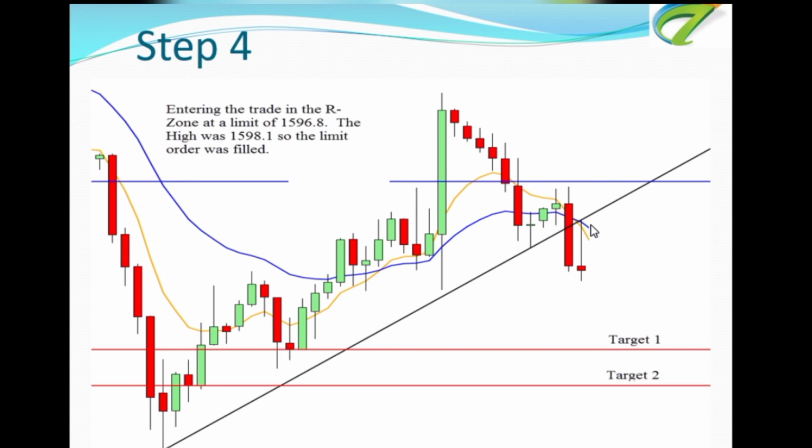And the high was 1598 of this bar at this particular point. So the limit order was filled here, and now as we discussed, stop is here. This is the target 1, T1, this is target 2, T2. Why is it a multi-target trade?